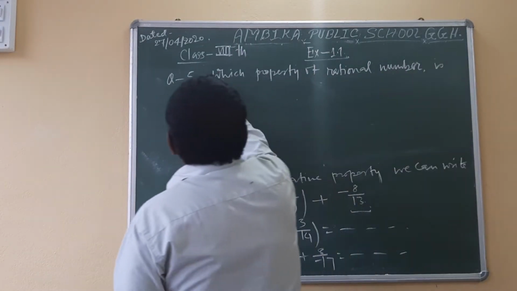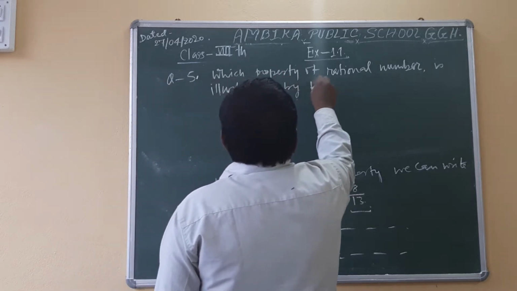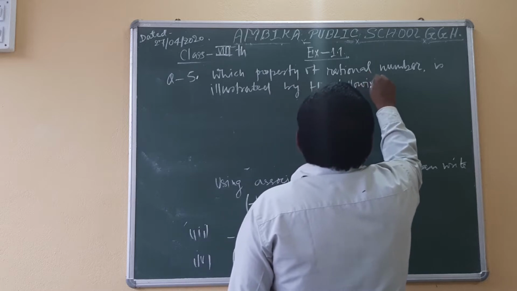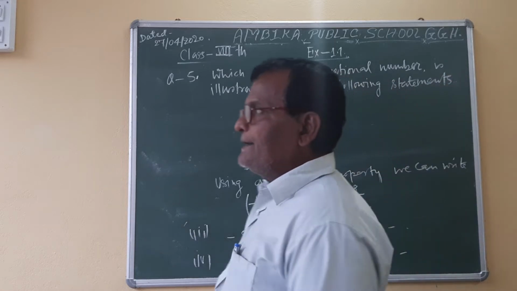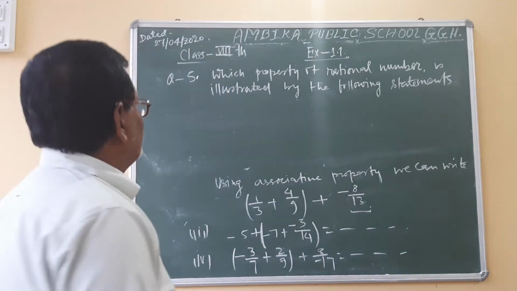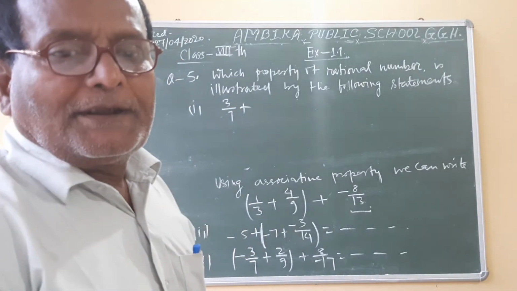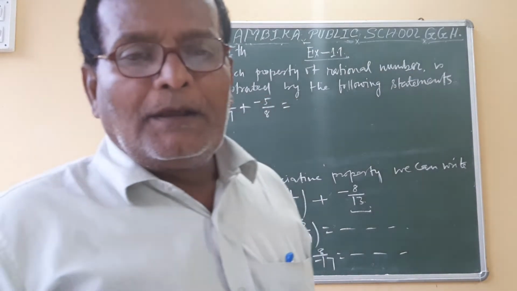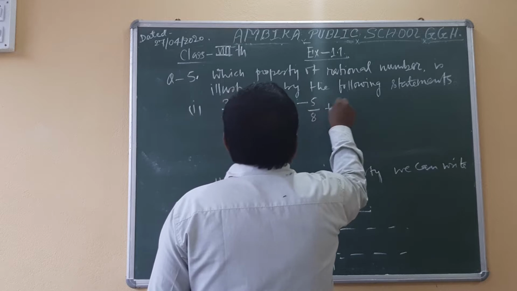Question number 5: 3/7 + (-5/8) is equal to -5/8 + 3/7.